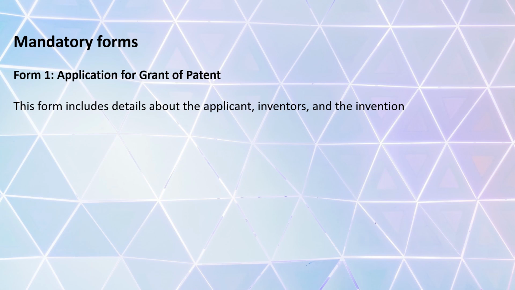Apart from that, there are also details required, like the number of pages of the specification that you are giving along with the patent application, and the number of drawings that you are submitting. If you are also providing claims, then what is the number of claims and how many pages the claims are covered in. So these kinds of details are all to be entered in Form 1.